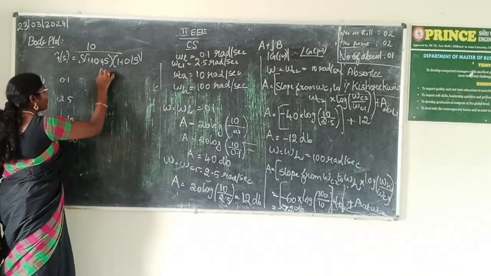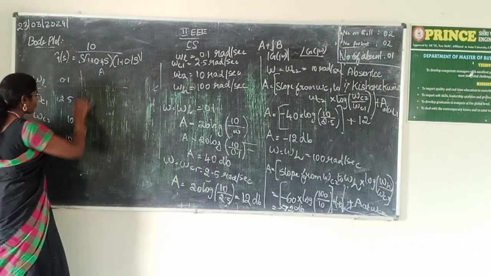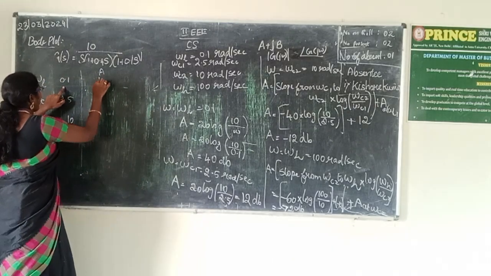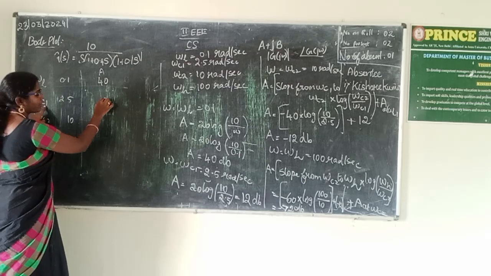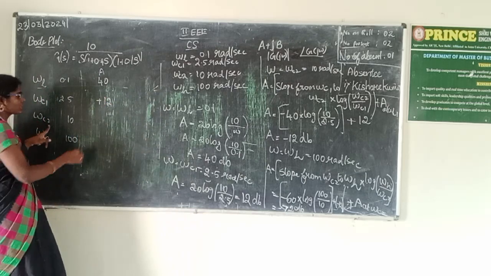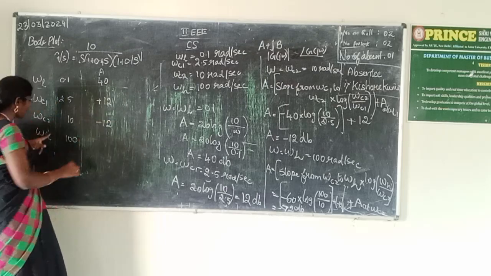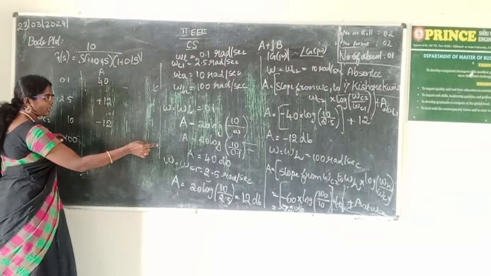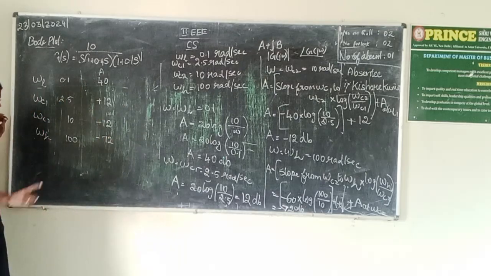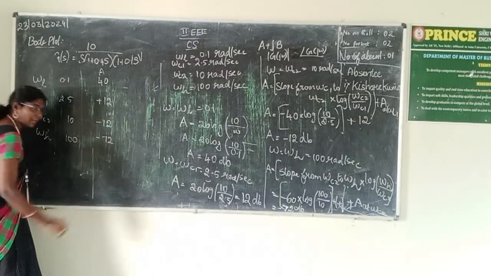Okay. And we find out the magnitude. A for 0.1 is how many decibels? It is 40. And for 2.5 it is 12 decibel, plus 12. Okay. And for omega C2 it is minus 12. And for 100 we have minus 72. So now you have to take your semilog graph sheet.